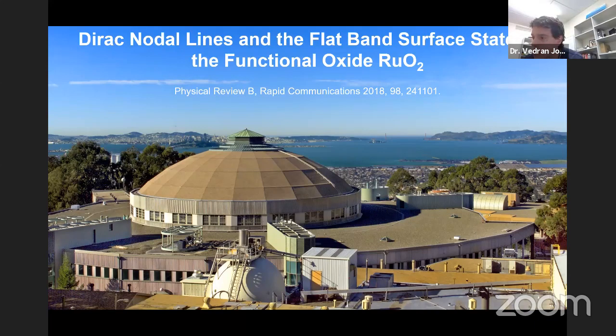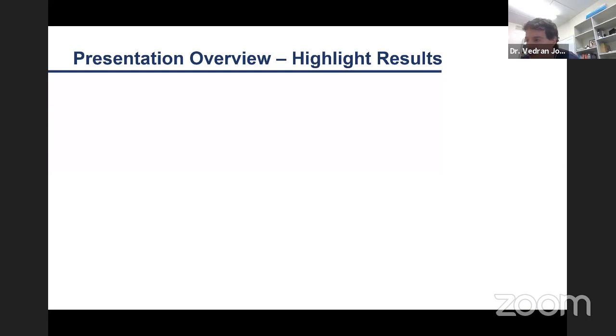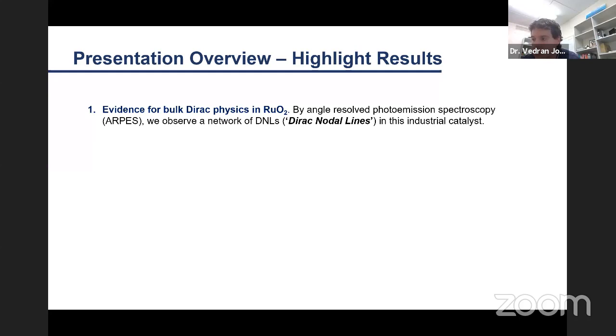Before I get into it, I'll give you an outline of today's presentation. Let me start by highlighting some of our findings from our angle-resolved photoemission work on this material. Our results appear to be some of the first reports on bulk Dirac physics in a functional oxide, in particular ruthenium dioxide, a material with really concrete applications. By means of state-of-the-art angle-resolved photoemission spectroscopy, we observe a network of what are called Dirac nodal lines in the Fermi surface of this industrial catalyst. Some of these findings even contradict some recent theoretical predictions.